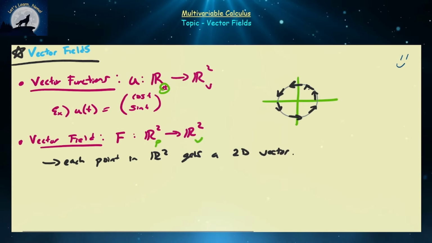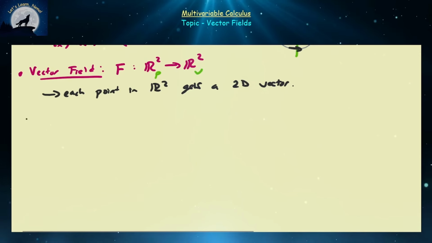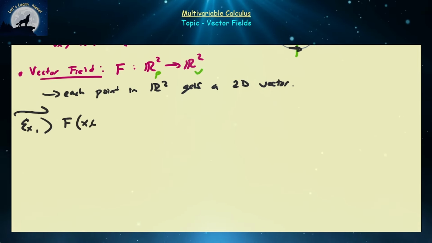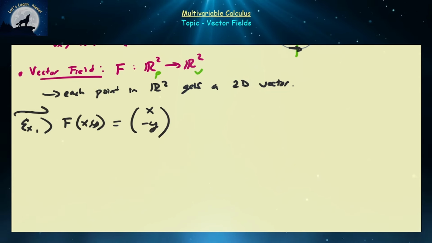So let's begin by looking at a particular vector field and seeing if we can generate the vector field associated to this particular expression. Let's define f of x, y to be equal to the vector x minus y. So again, what are we working with here? I give you two numbers, x and y, and you give me a two-dimensional vector, x minus y.